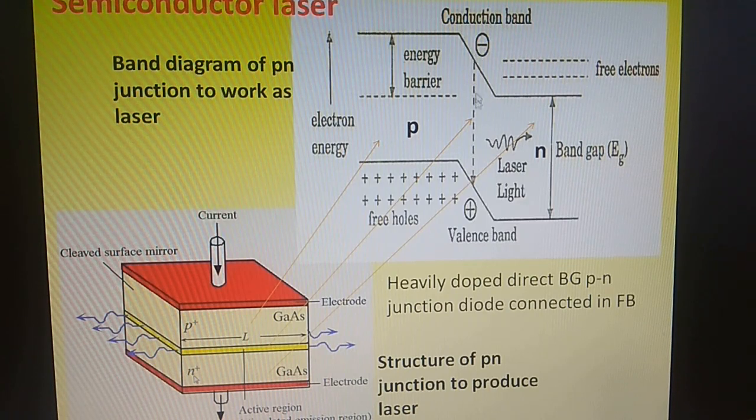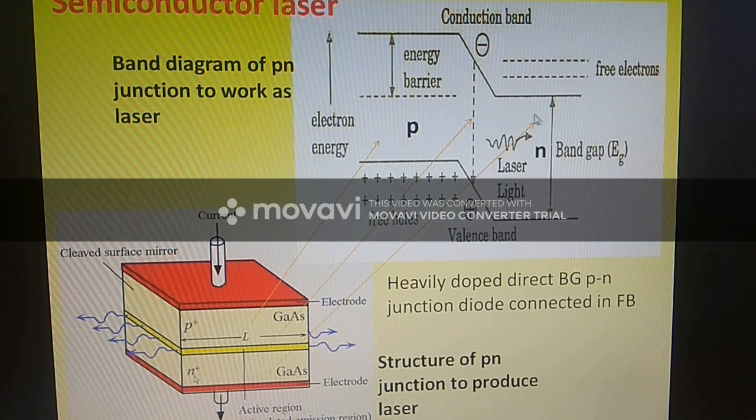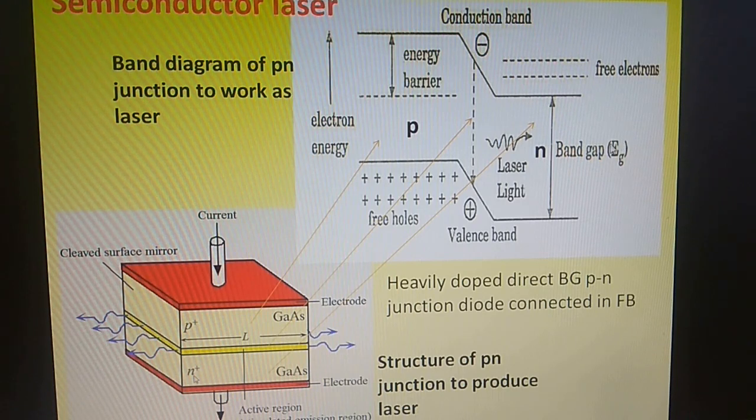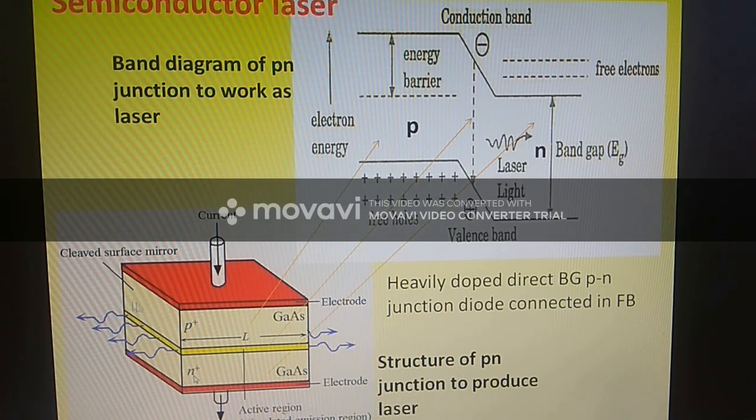At that time a stimulation starts. If the stimulation starts with a photon, then in a very small interval of time a large amount of stimulation will build up. Coherent radiation will build up, so highly amplified radiation comes out from the potential barrier or depletion layer. It is shown here in the form of wave light. Like this, we get the light.